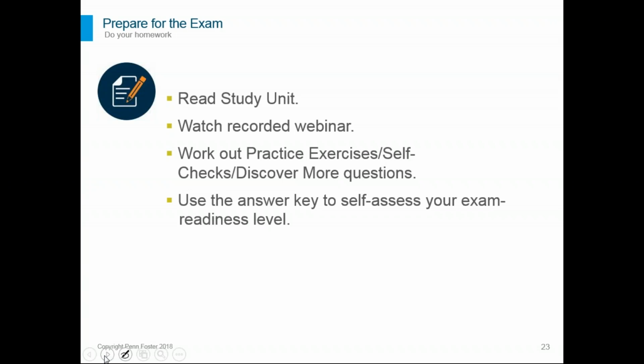If they match, then good. If most of your answers are incorrect, they are not the same as the answer key, that means do not proceed to the exam yet. You still have to reach out for help, reread the unit, watch the webinar, or ask for help somehow, but do not proceed to the exam if you're not confident enough that you will score good on the exam.